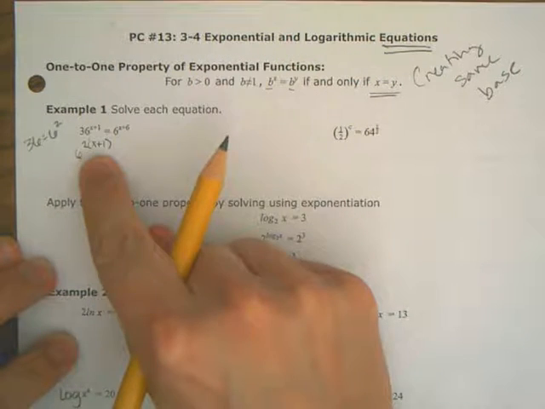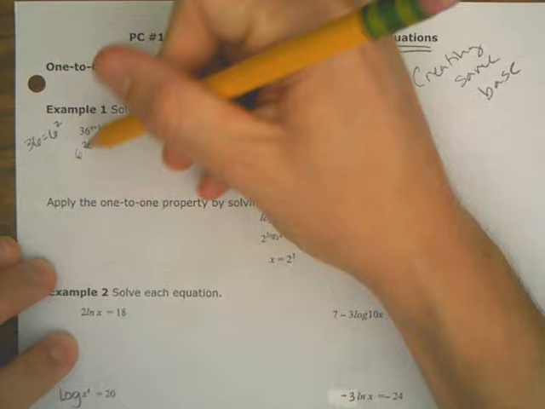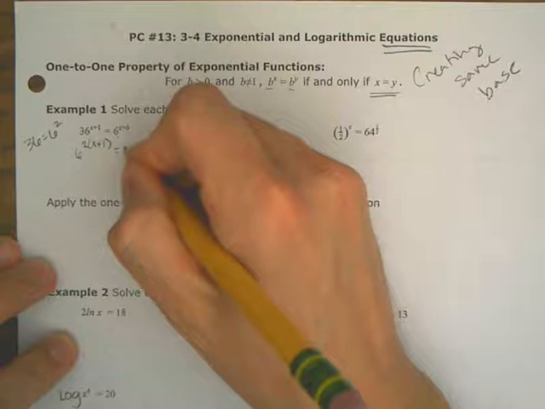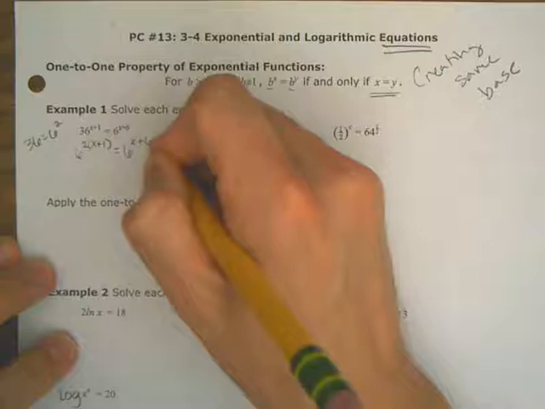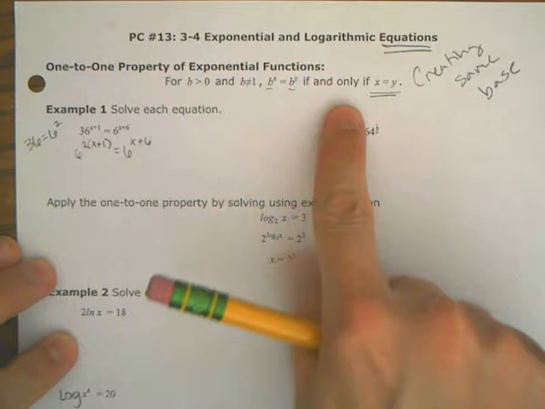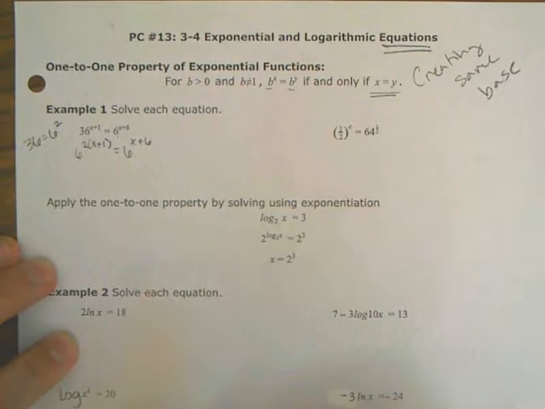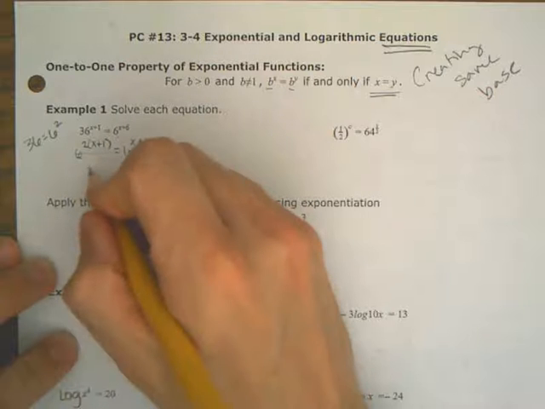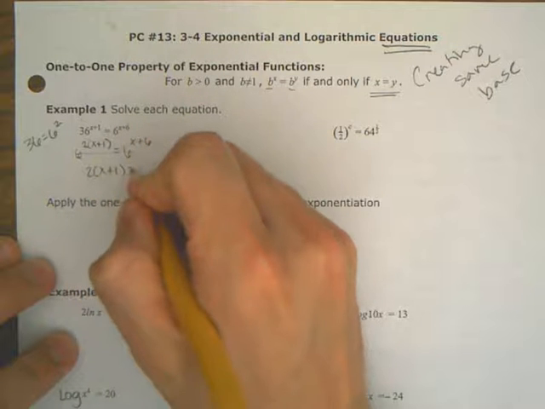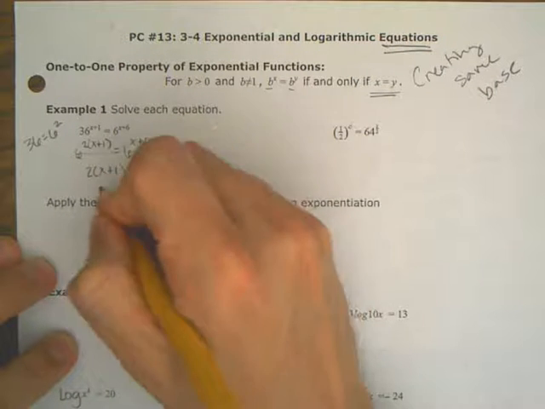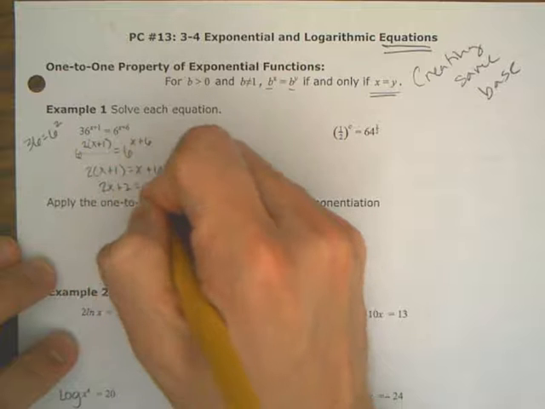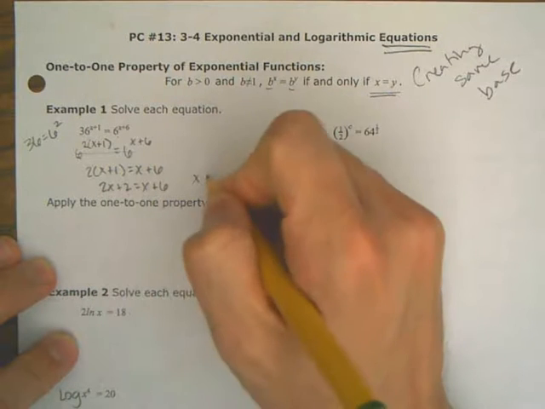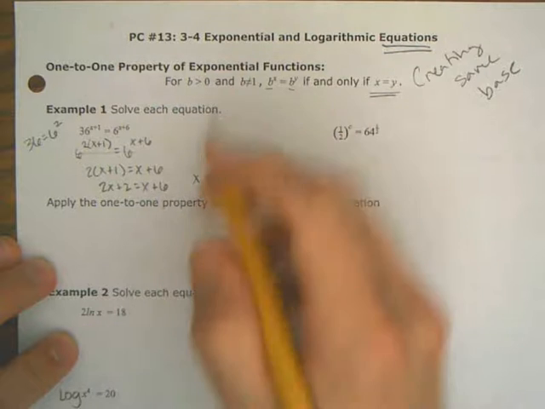So the x plus 1 stays, and then whatever new exponent you create multiplies by it, equals 6 to the x plus 6. And now we have the one-to-one property. They have the same base, which means these bases don't even matter, and now we have this easy Algebra 1 equation. Distribute: 2x plus 2 equals x plus 6. I'm going to subtract x on both sides, giving me x equals, subtract 2 on both sides, 4.